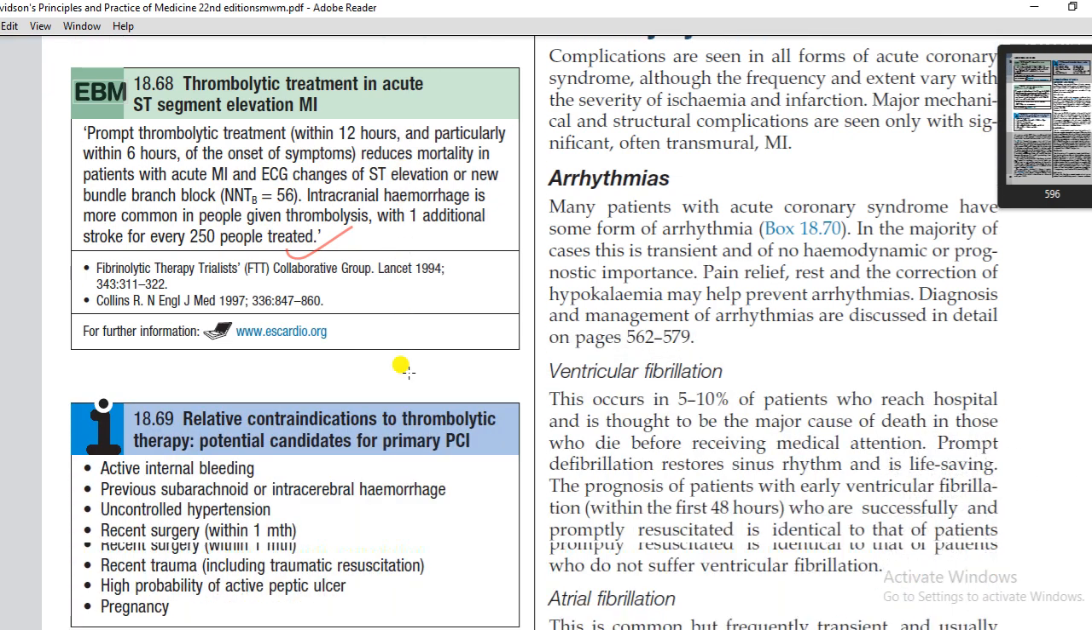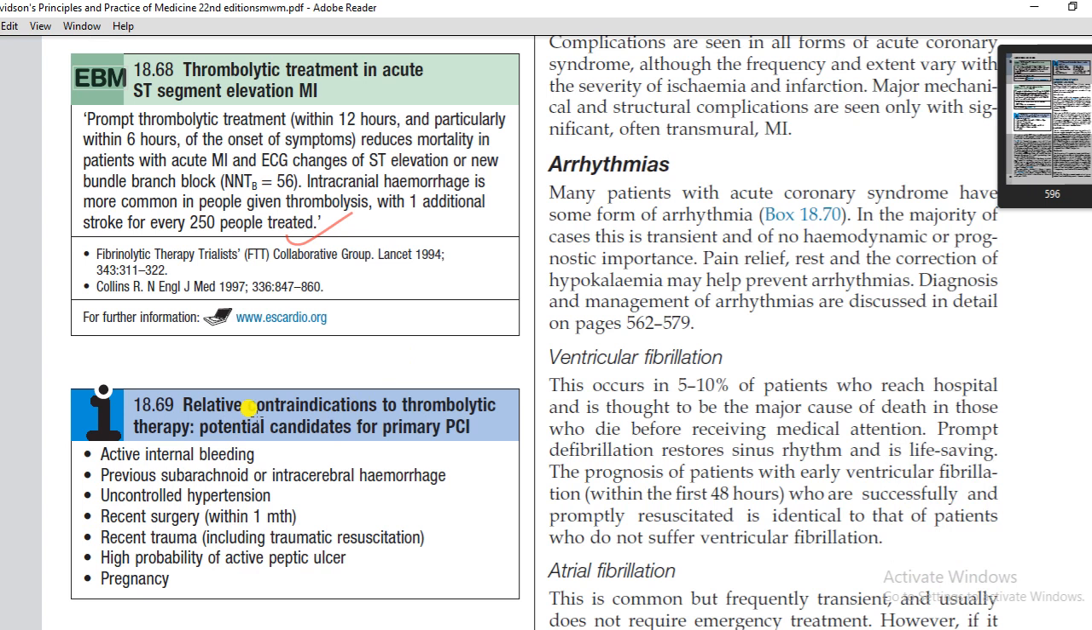Relative contraindications to thrombolytic therapy make the patient a potential candidate for primary PCI. So who are the candidates who should undergo primary PCI? Patients with active internal bleeding.